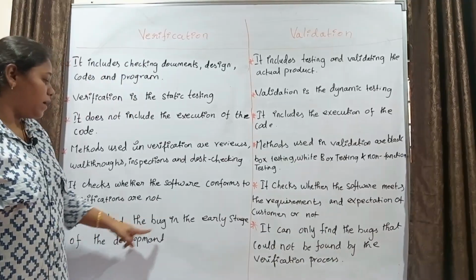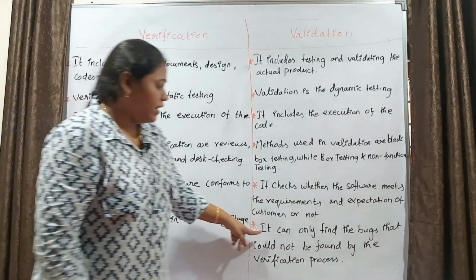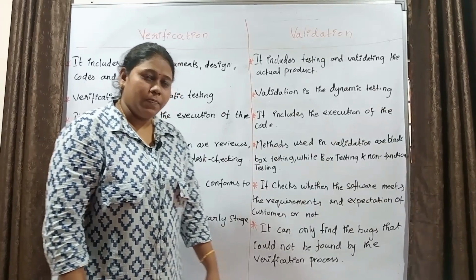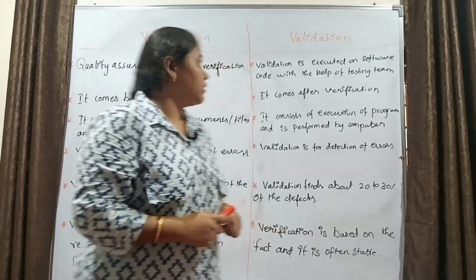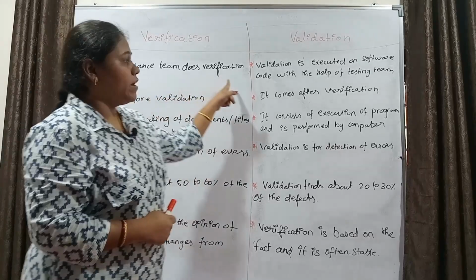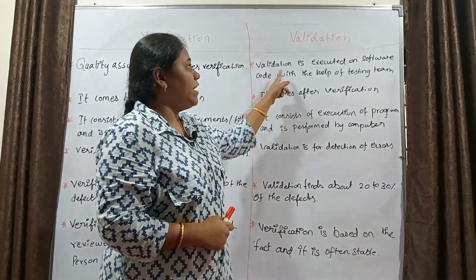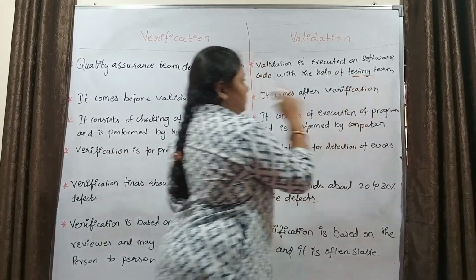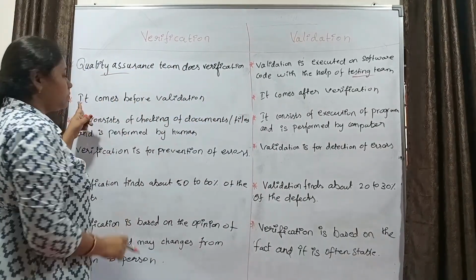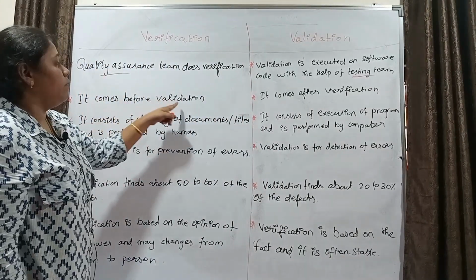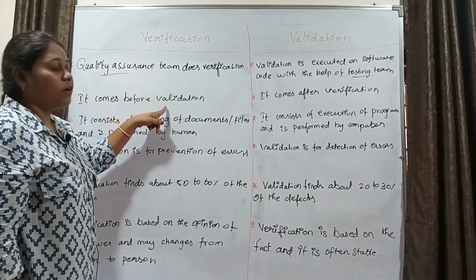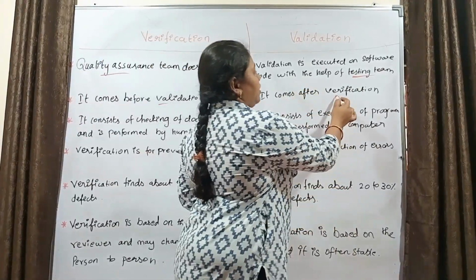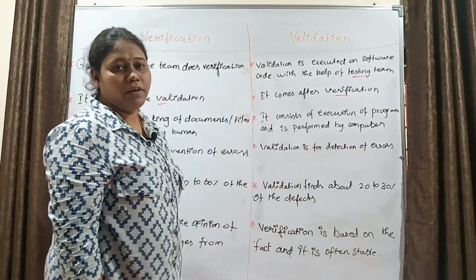Verification can find bugs in the early stage of development, but validation can only find the bugs that could not be found by the verification process. The next point: the quality assurance team does the verification. Validation is executed on the software code with the help of the testing team. Verification comes before validation. After verification only will we validate our application; validation happens only after verification.